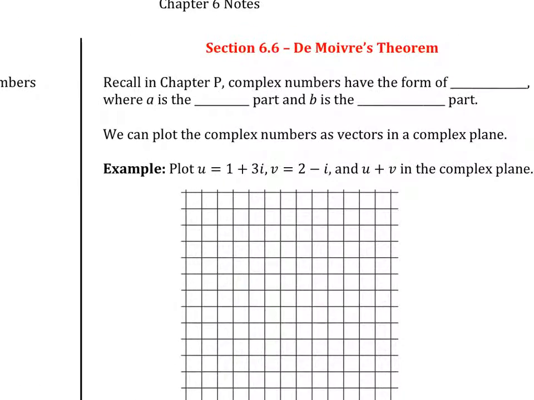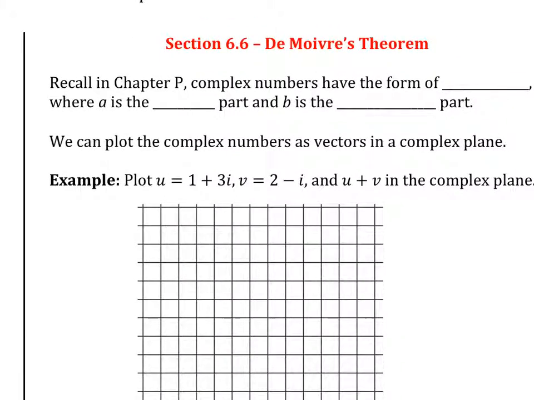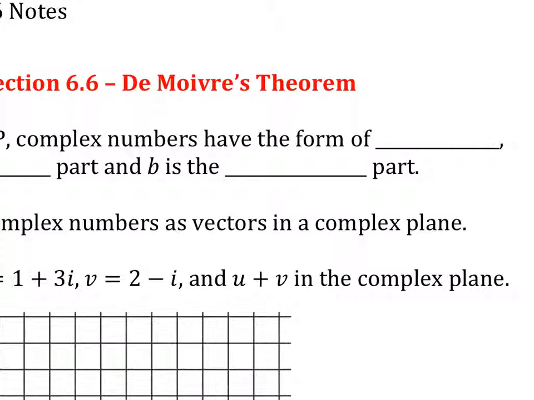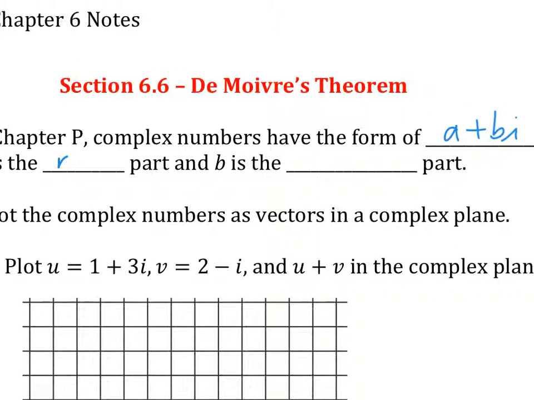Okay, 6.6. We're now going to go into complex numbers. What are complex numbers? Yeah, things with imaginary numbers, right? Remember they have this form, a plus bi, where a is the real part and b is the imaginary part.